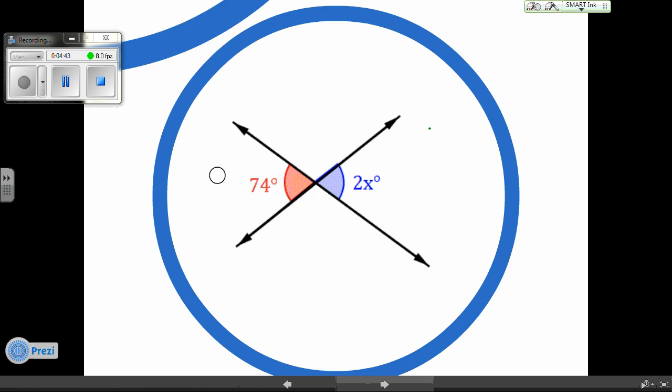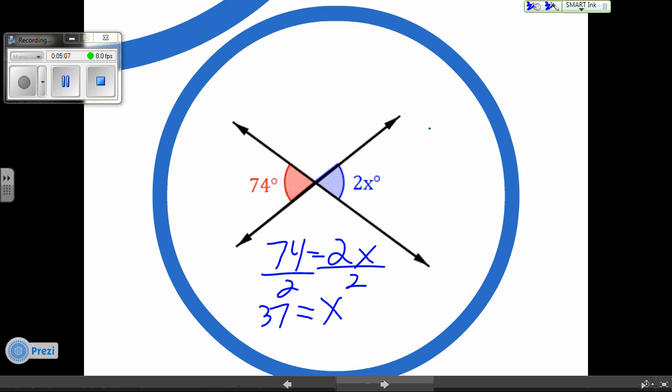But here we have another example. They are vertical angles, and so that tells us they are equal. So we can set 74 equal to 2x degrees because we know that they are equal. They are vertical angles. We divide by 2, and when we divide by 2, we find that x equals 37 degrees. And so if I were to put 37 back into 2 times 37, I do get indeed 74 degrees. Vertical angles.